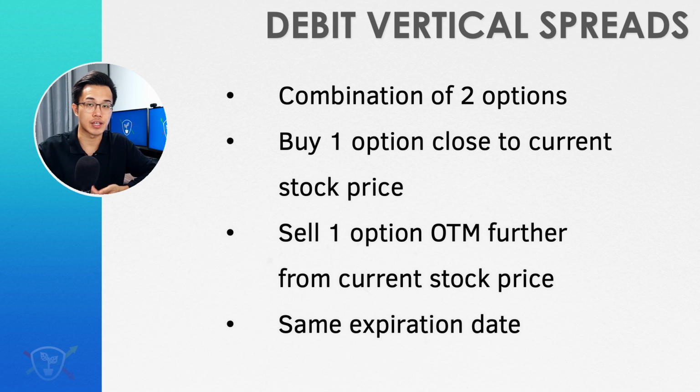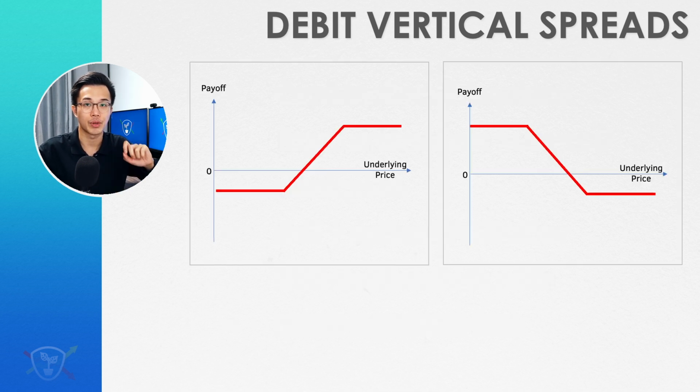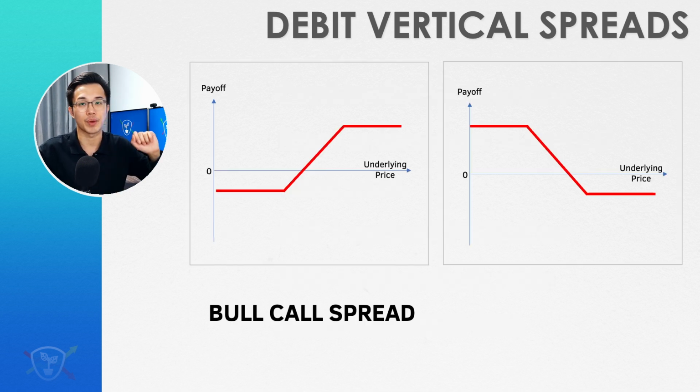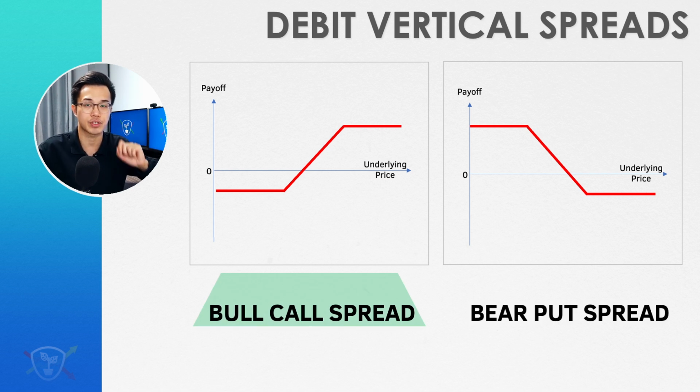There we have it. These are the basics of debit vertical spreads. Made up of two option contracts. We buy one that is close to the current market price, and we sell an out of the money option contract that is further away from the current market price. We use a bull call spread if we are confident that share prices are going to increase, and we use a bear put spread if we are confident that share prices are going to decrease.